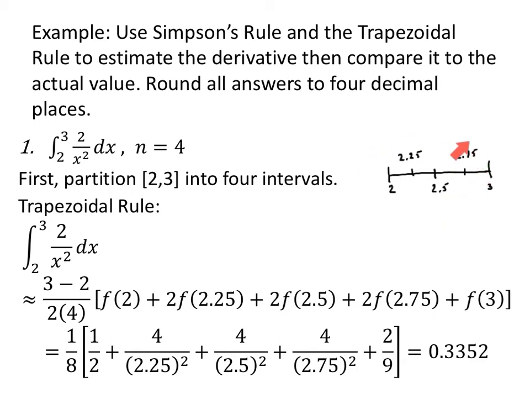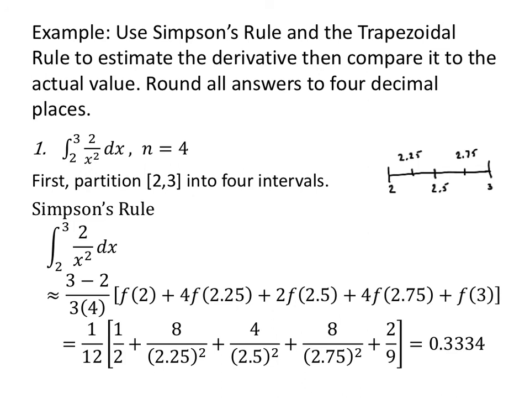The endpoints are never multiplied by any values in these estimates, and that's because together they make up a 2. 3 minus 2 is 1. 2 times 4 is 8, so I'll have 1/8. And I could evaluate this function, right? My function is 2 over x squared. Or I could just type in exactly what it is. Don't forget our coefficients of 2 here, making our numerators 4. And my estimate is 0.3352. Cool, it's pretty close to a third. Let's see how it goes.